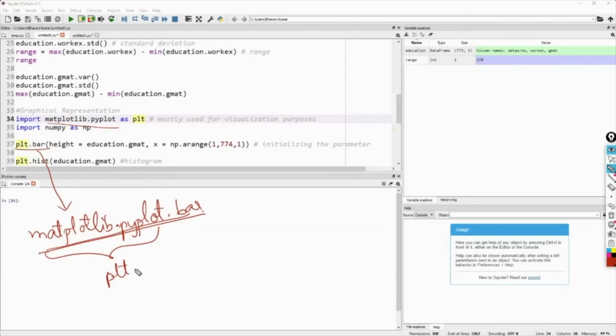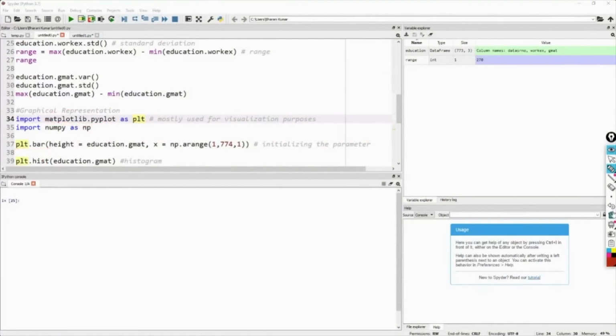So that I say plt.bar. It's easier, simpler. So this is an abbreviated name for this. Same is the case with NumPy: import numpy as np, because this is an abbreviated format of numpy. Good one. So let me import these two. And let me say I want to do a bar plot. If you want to do a bar plot, it's plt.bar.